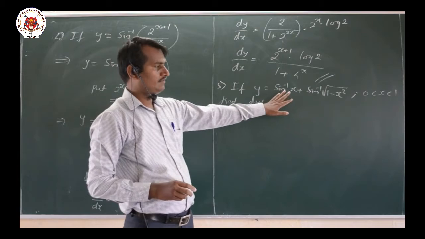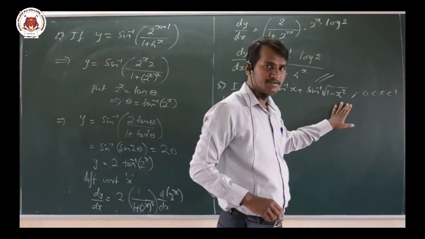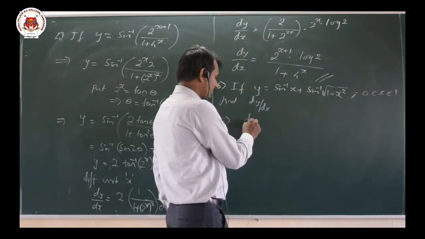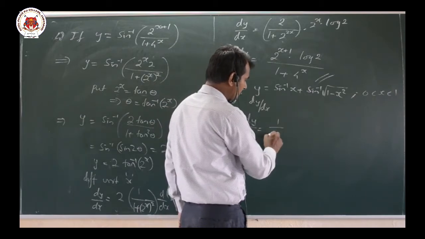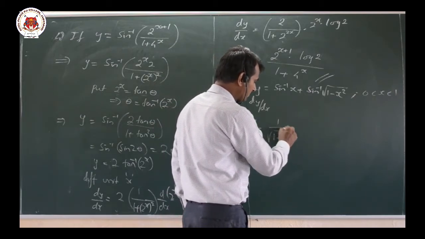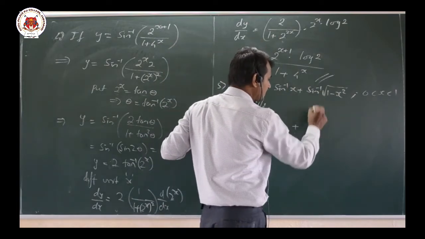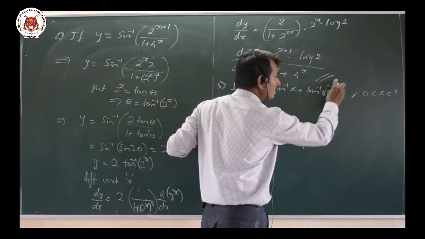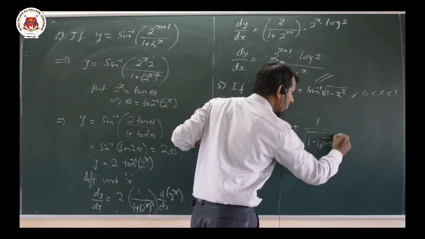Here sine inverse of x I can directly differentiate. In the place of x we are having root of 1 minus x square. That is nothing but our composition of functions. Now we will differentiate. dy by dx is equal to the differentiation of sine inverse of x, then plus the derivative of sine inverse of this whole term, which is root of 1 minus x square, whole square.